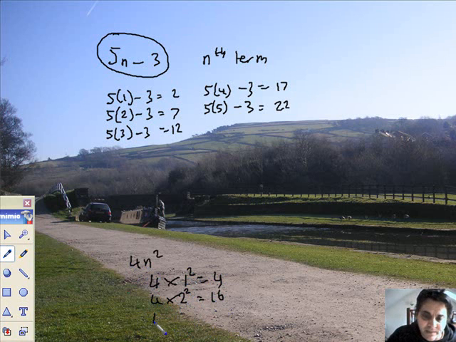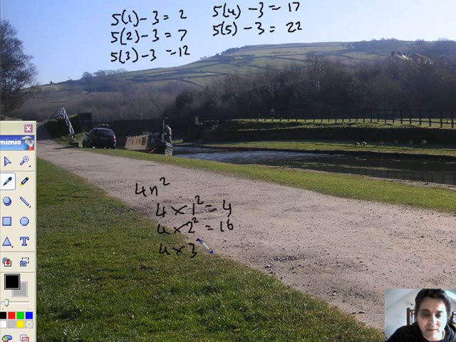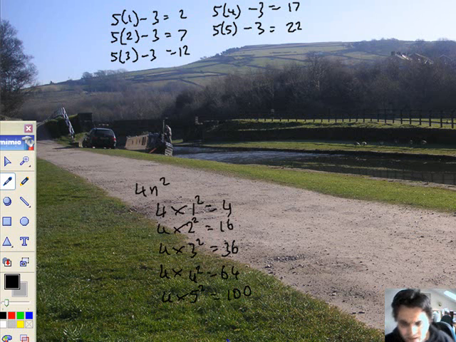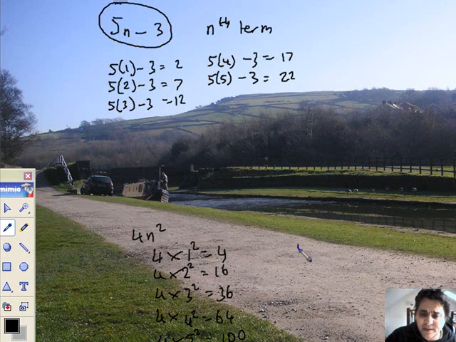4 4s are 16. Third term, 4 times 3 squared. Well, 3 squared is 9. 4 9s are 36. Next one, 4 times 4 squared. Well, that's 4 16s, 64. And finally, 4 times 5 squared. 25 times 4 is going to be 100. And that's it. I think that's right. Yeah. So that's that.